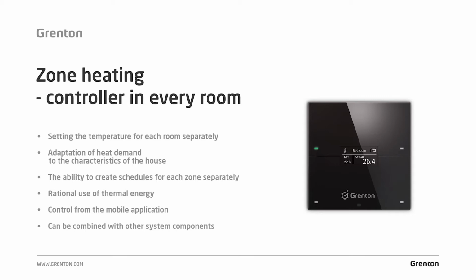Another issue is the ability to create schedules for each of the zones separately. There are rooms in a house in which you stay more often, less often, or in which we stay at certain times of the day. And you can adjust the heating schedule so that the temperature in these rooms is comfortable when you're in there. In the remaining hours, you can lower the temperature a little to save energy needed to heat the house.